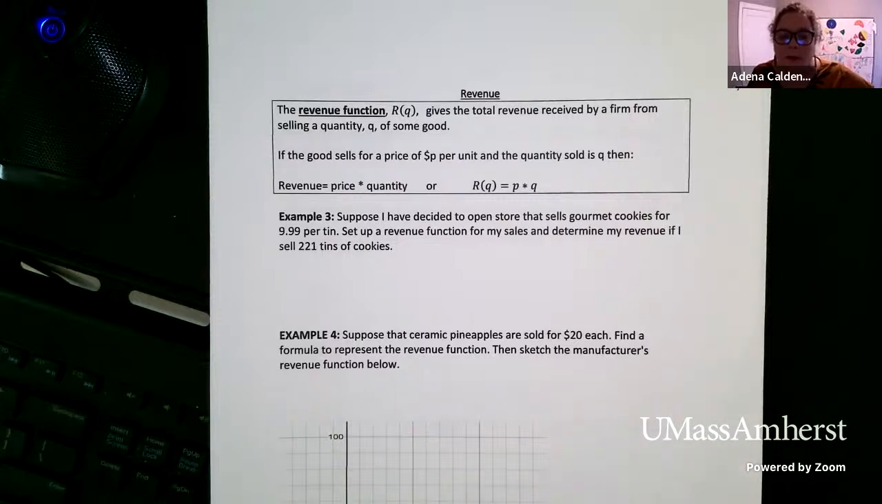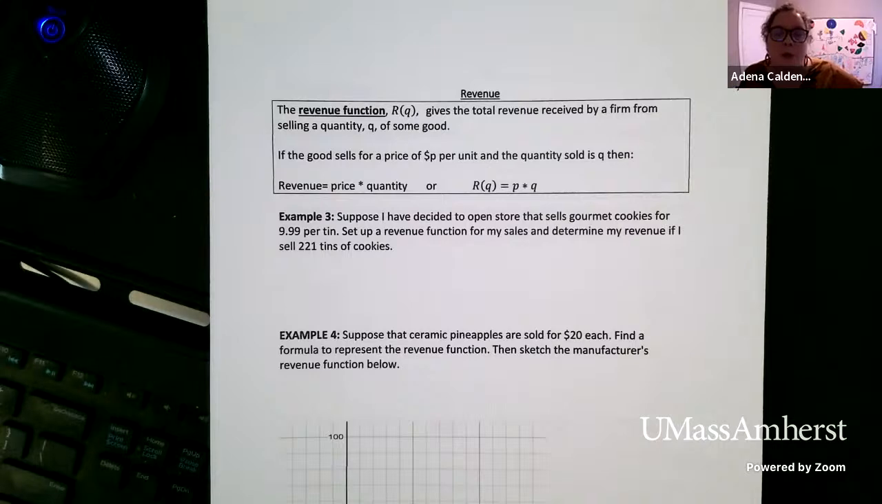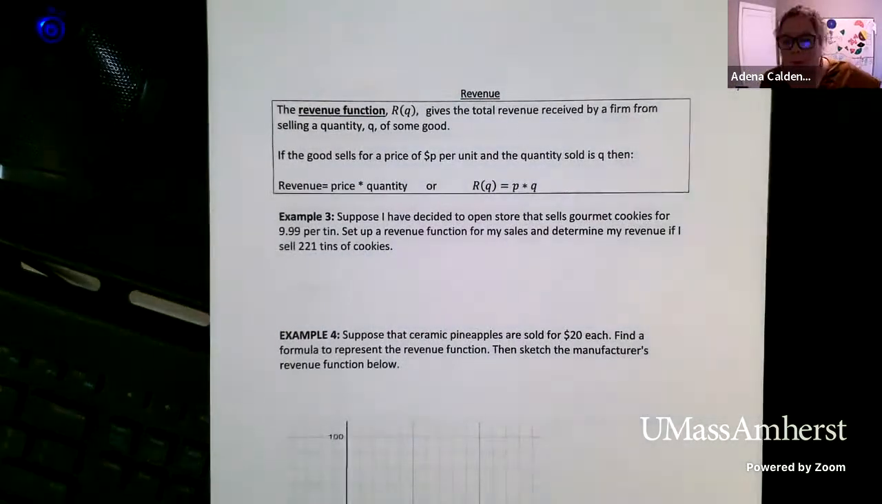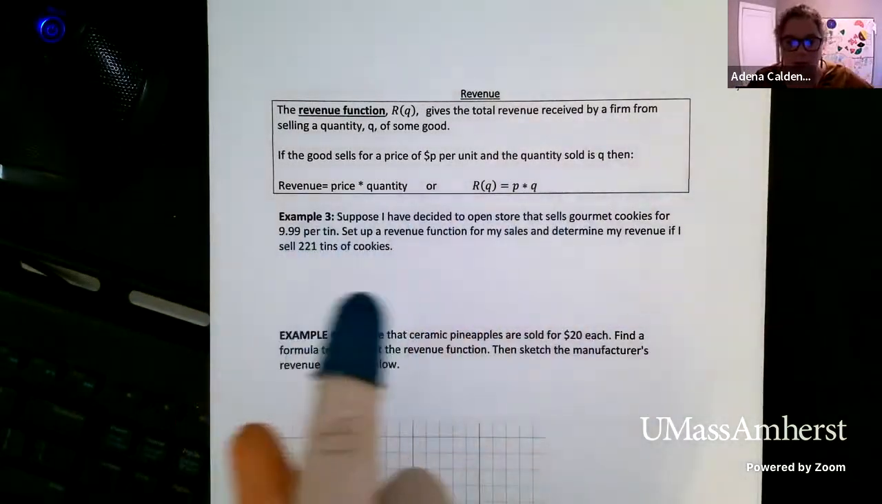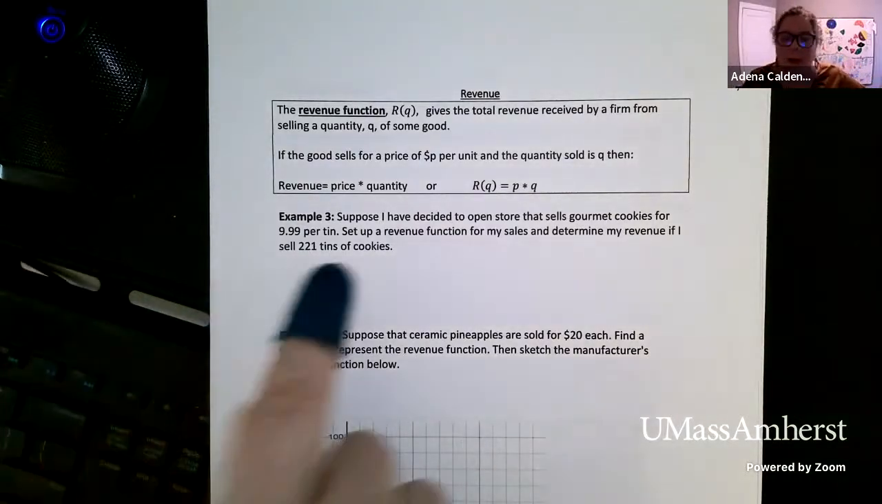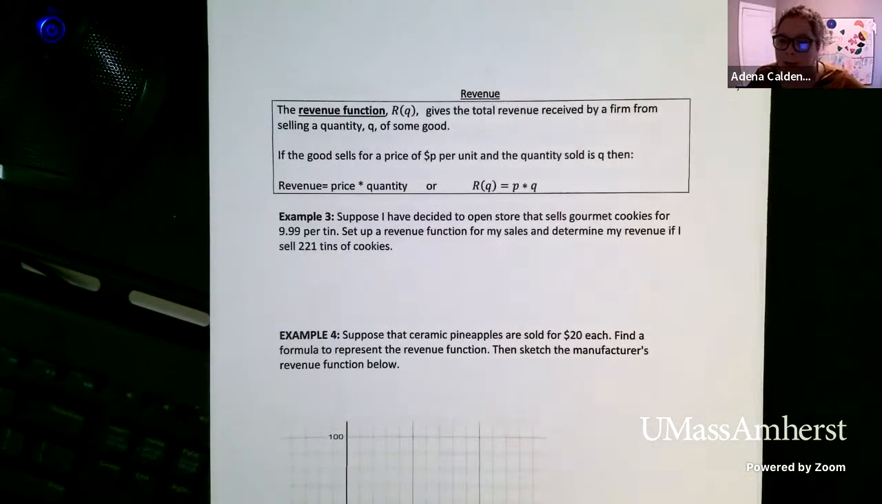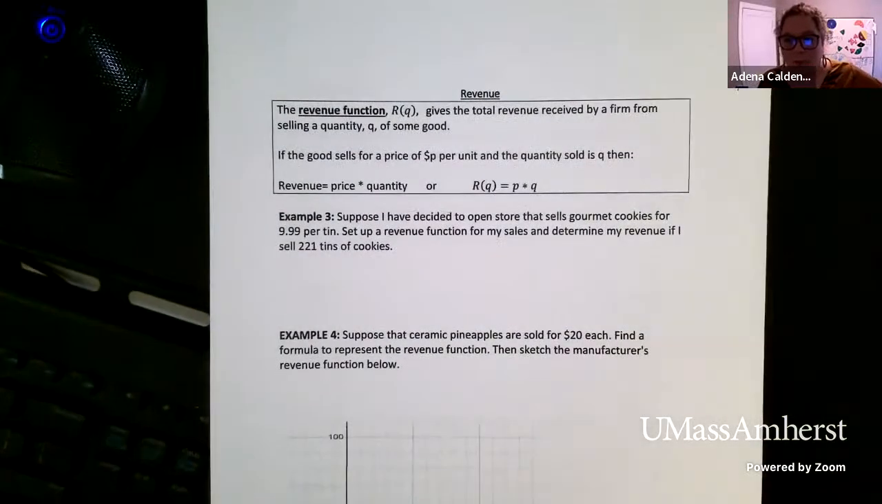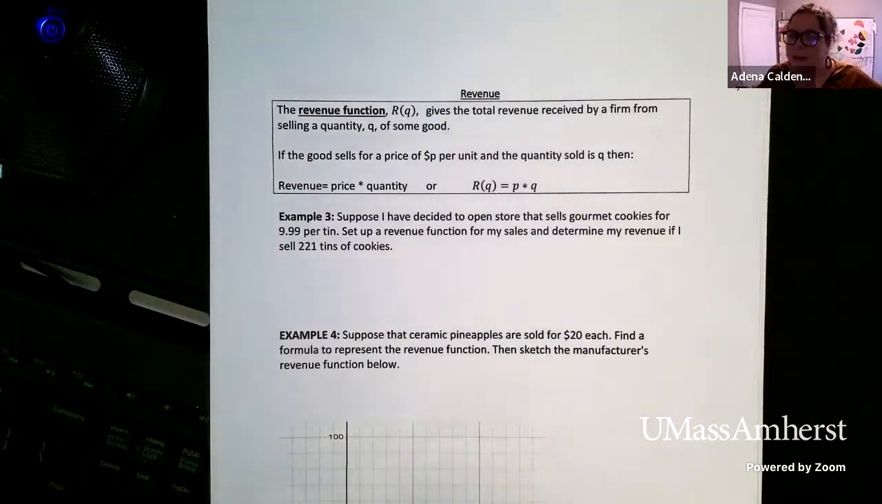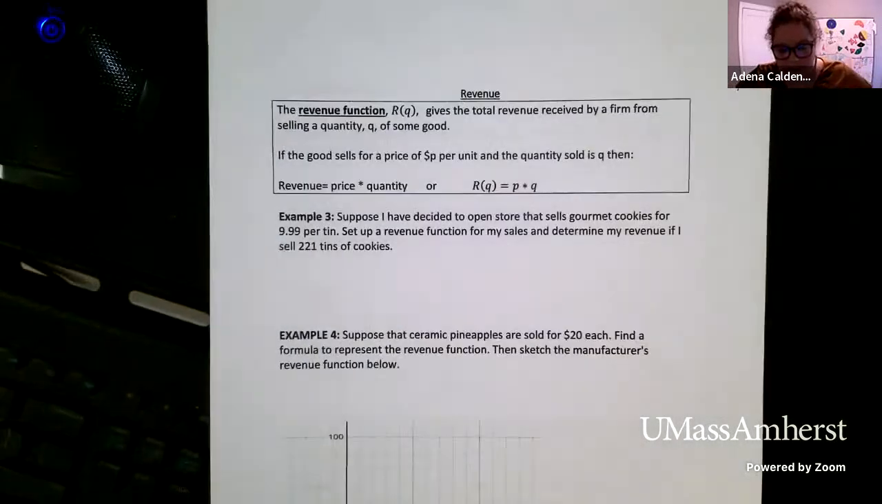Set up a revenue function for my sales and determine my revenue if I sell 221 tins of cookies. So what I'd like you to do is take a minute or two, set up the revenue equation based on this information. And then once you have your revenue equation, plug in 221 for quantity to find the revenue that you bring in. Okay, so take 1 to 2 minutes, see if you can sketch that out, and then we'll go through it together.